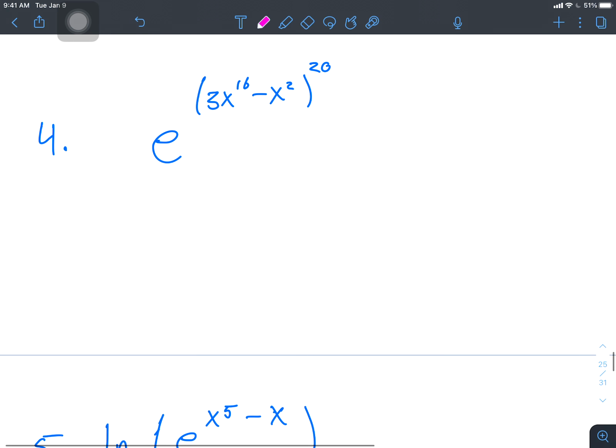So that's what we're going to do. We're just going to do a chain rule inside a chain rule. Okay, so I'm going to do this the quote unquote fast way.